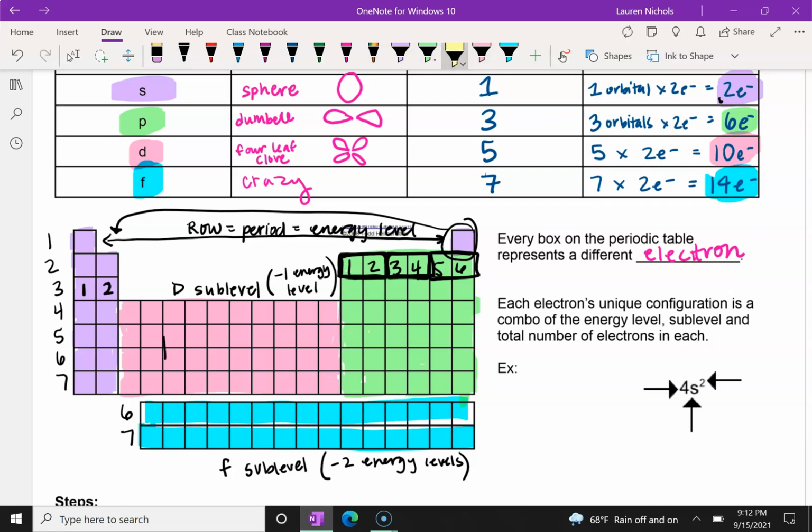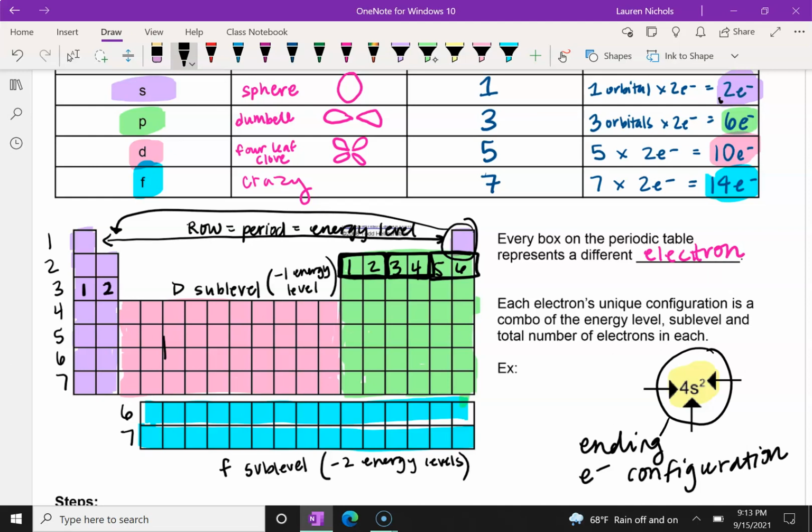If we look over here, it's an electron, or its ending electron configuration. So when you see something just like this, it's called an ending electron configuration because it's just one part and not the full address. But if we see the 4 there, this whole thing is my ending electron configuration, but the 4 represents the energy level, or row. The S represents our sublevel that it's located on, and the 2 represents the electron.